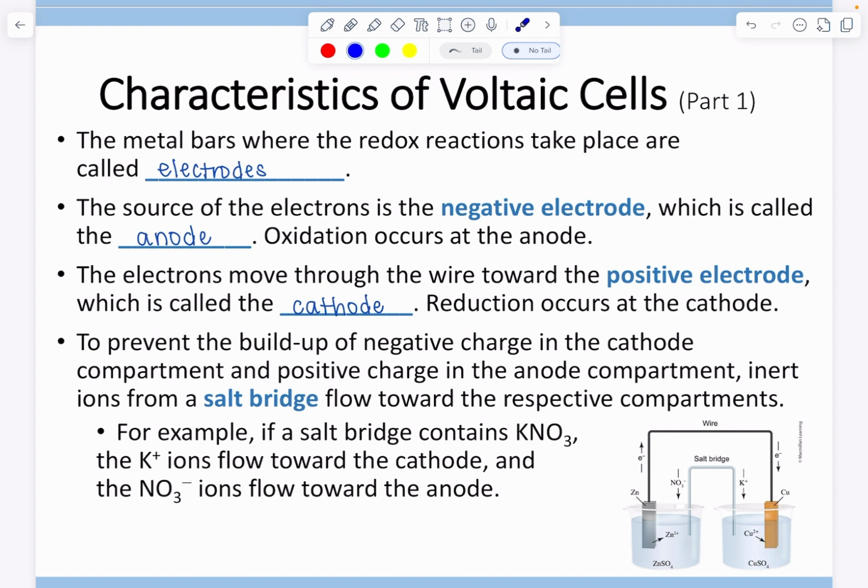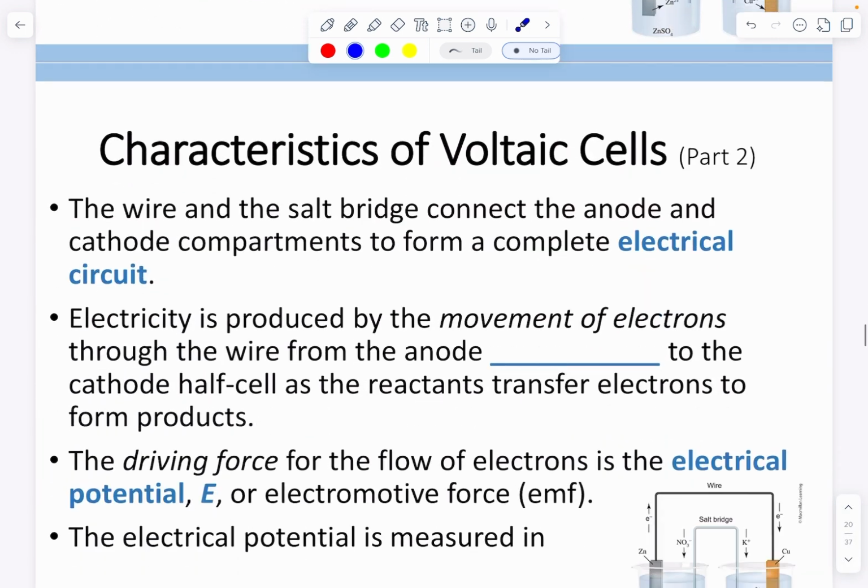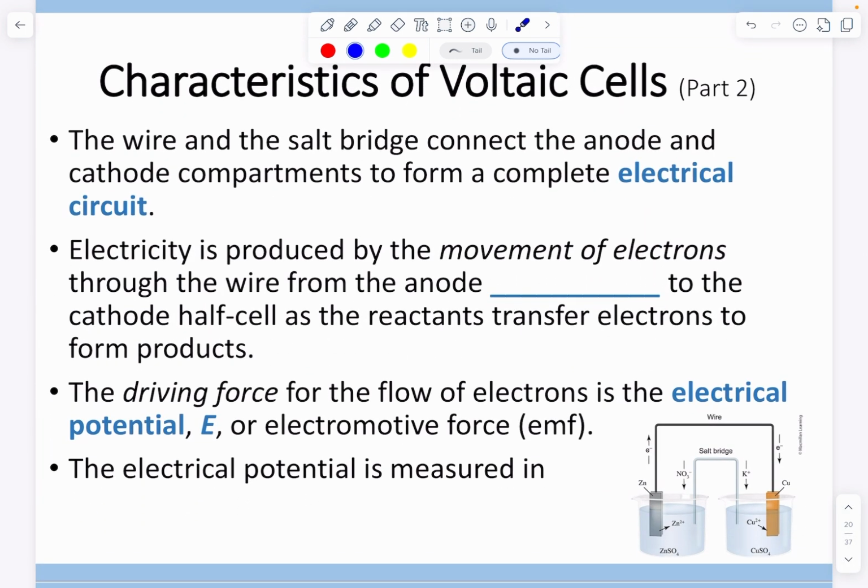To prevent the buildup of negative charge in the cathode compartment, so to prevent too many electrons over here, inert ions from a salt bridge, so that's what this is, they flow toward respective compartments. So we have potassium balancing out negative charge here and NO3- over there. Okay, a little bit more about voltaic cells. The wire and the salt bridge, so that is this wire where electrons transfer and the salt bridge where we have the counter ions. These are what complete the electrical circuit.